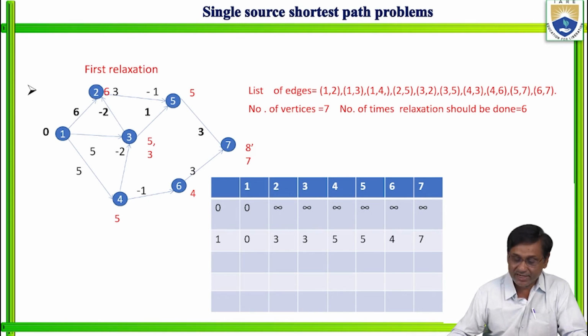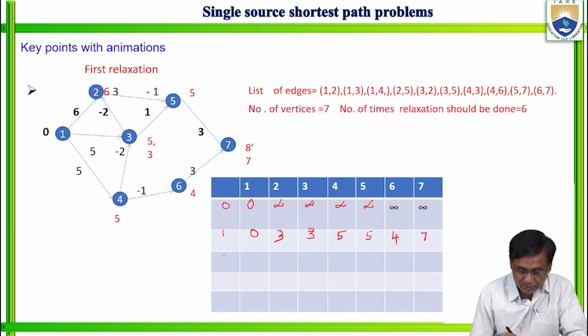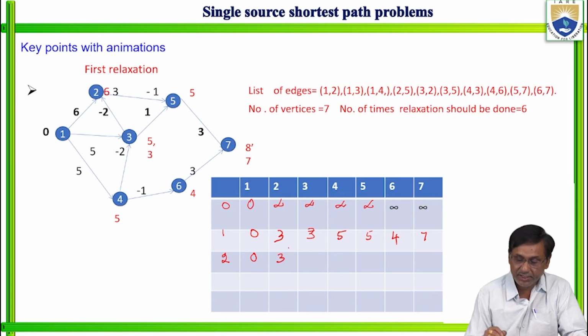Now do the second relaxation. In the second relaxation, now you can come into the second relaxation. This is 0 only. This is 3 only. So why is it 3? Already we found 1 to 2. 1 to 2 is 3. 1 to 3 is 3. 1 to 4 is 5 only.